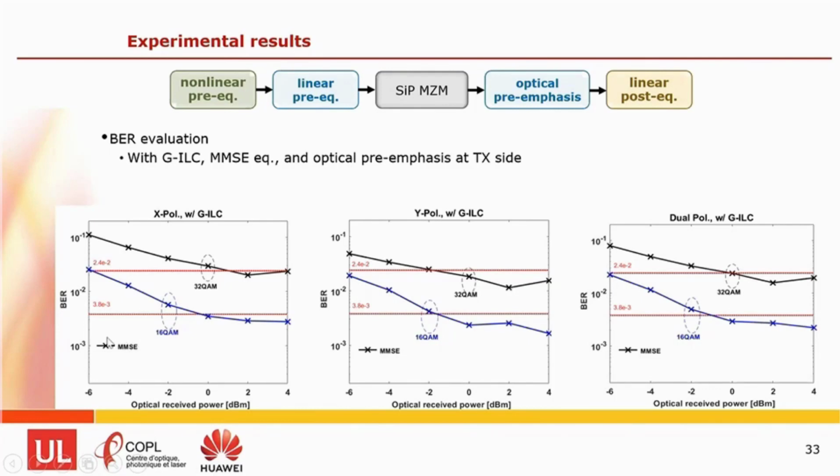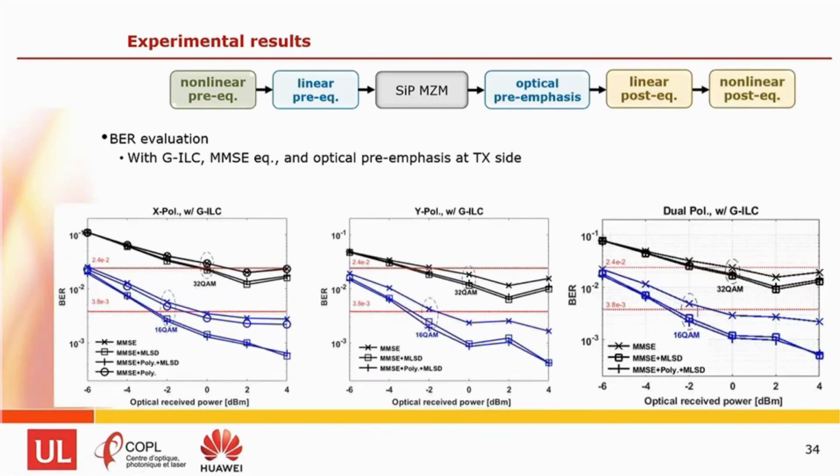This was only using a linear post-compensation at the receiver side, and if we combined our nonlinear pre-equalization with nonlinear post-equalization, of course we could significantly improve the margin at 16 QAM and also gain some more margin at 32 QAM.